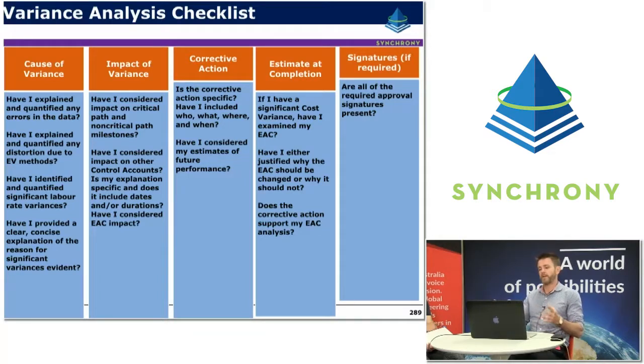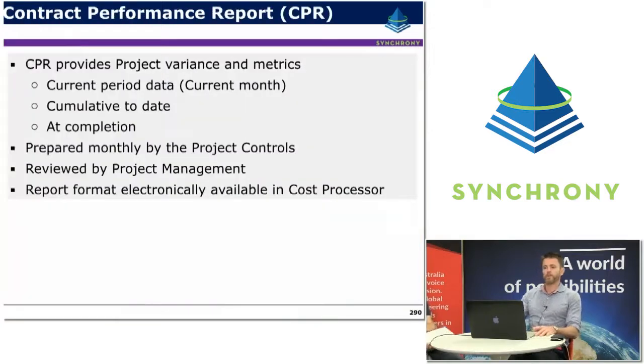Has it been signed off, or has it been authorised by the control account manager or the responsible manager for that work? So cost performance reporting. There's a cost performance report which provides project variances and metrics. That's a fairly standard format of report. It provides current period data, typically for the current month, and cumulative to date. It also provides at completion data for the forecast at completion versus the budget at completion. It's usually prepared monthly by the project controls team and reviewed by project management. The report format is typically available electronically from a number of different tools and can often be done in Excel as well.